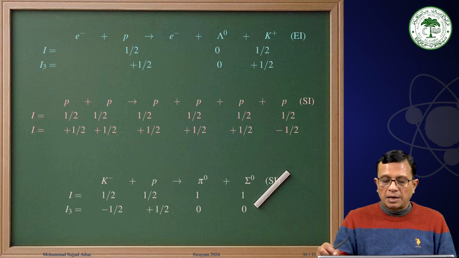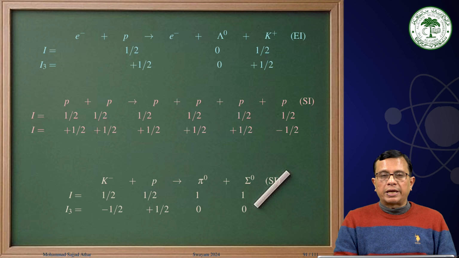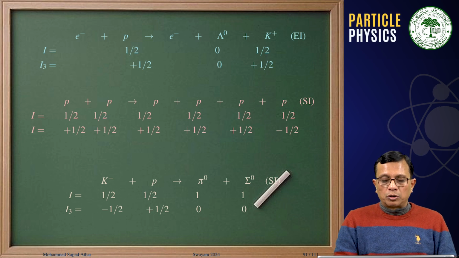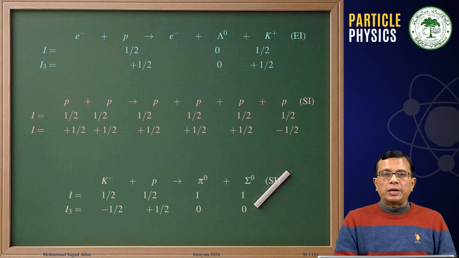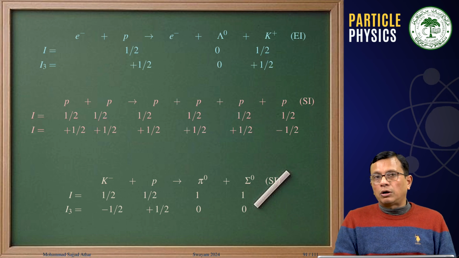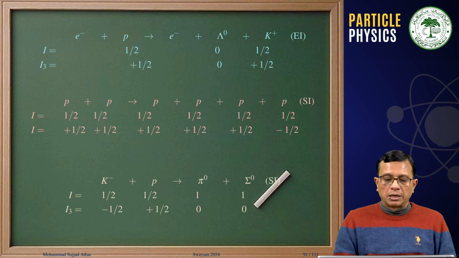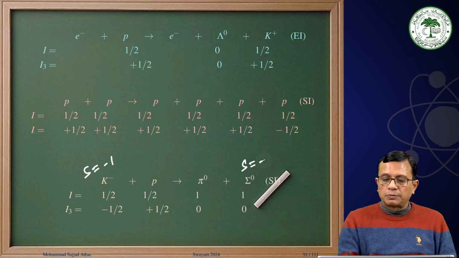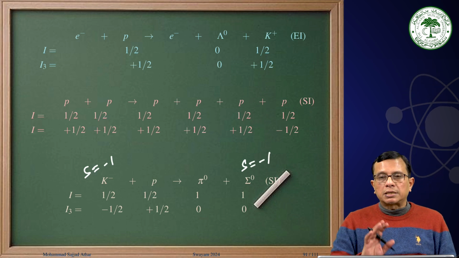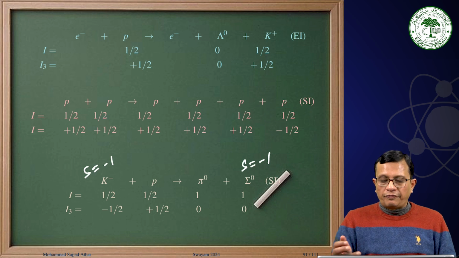Therefore, this is another example where you can see that we have a K minus in the initial state and a proton. What I had told you is that, considering a strong interaction, you can have one strange particle in the initial state and one strange particle in the final state to conserve strangeness. You cannot violate the strangeness quantum number in a strong interaction. Strangeness for this is -1, strangeness for this is -1. Therefore, strangeness in the initial state is the same as in the final state.